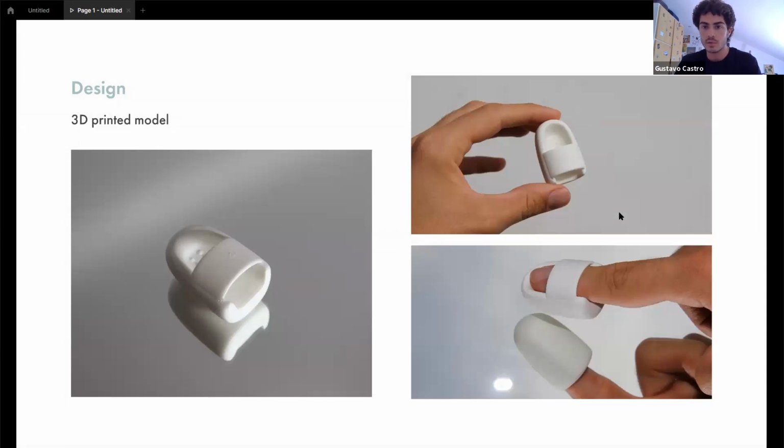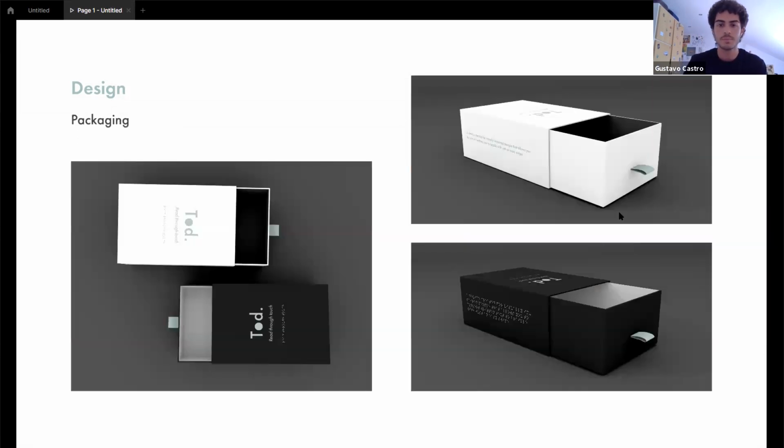Then we made a 3D printed model to have a bit of a notion of how the real scale of the device would be. As you can see, it's very small, it's practical, and this is precisely what we wanted in this project. We wanted a simple, practical device that could be used on a daily basis by visually impaired people. We also designed the packaging for the two different versions, which comes with a wireless charger and instructions also translated into braille.